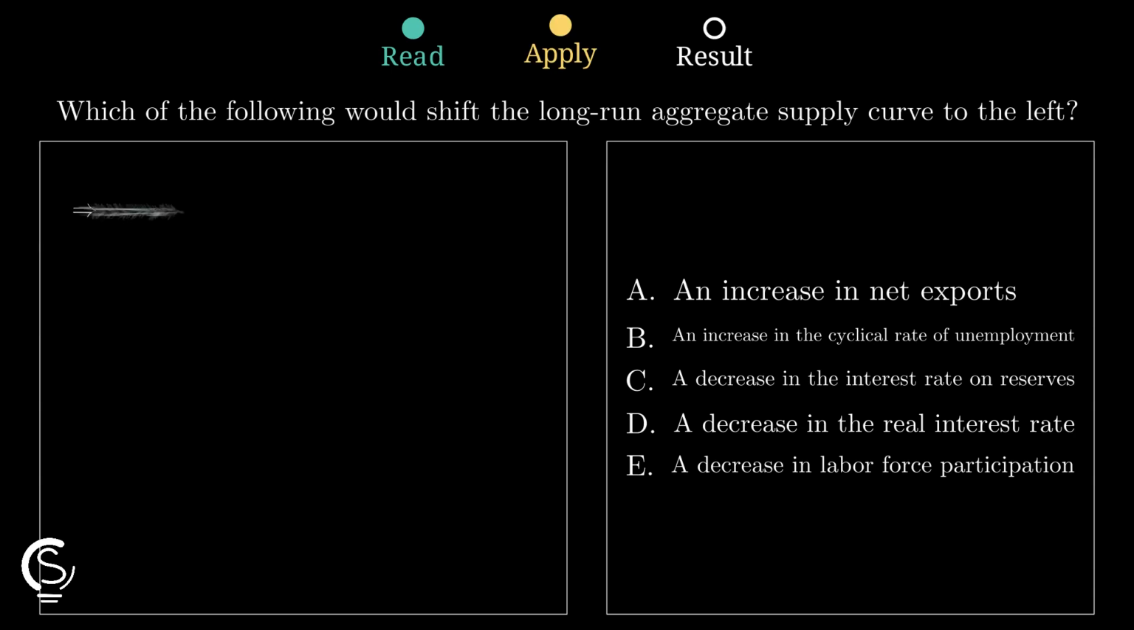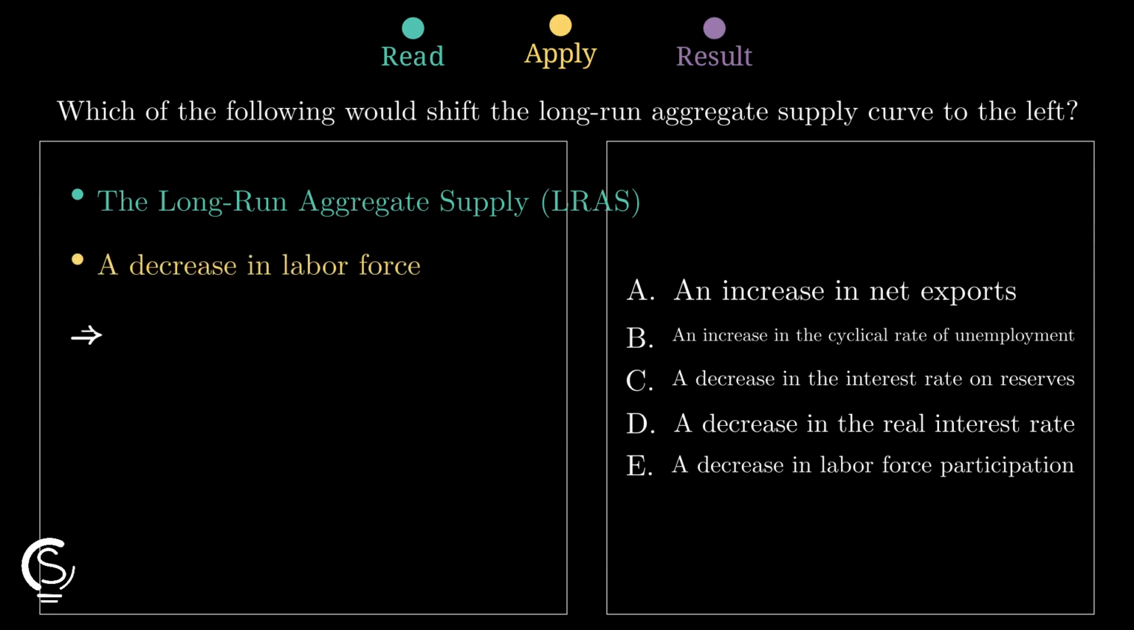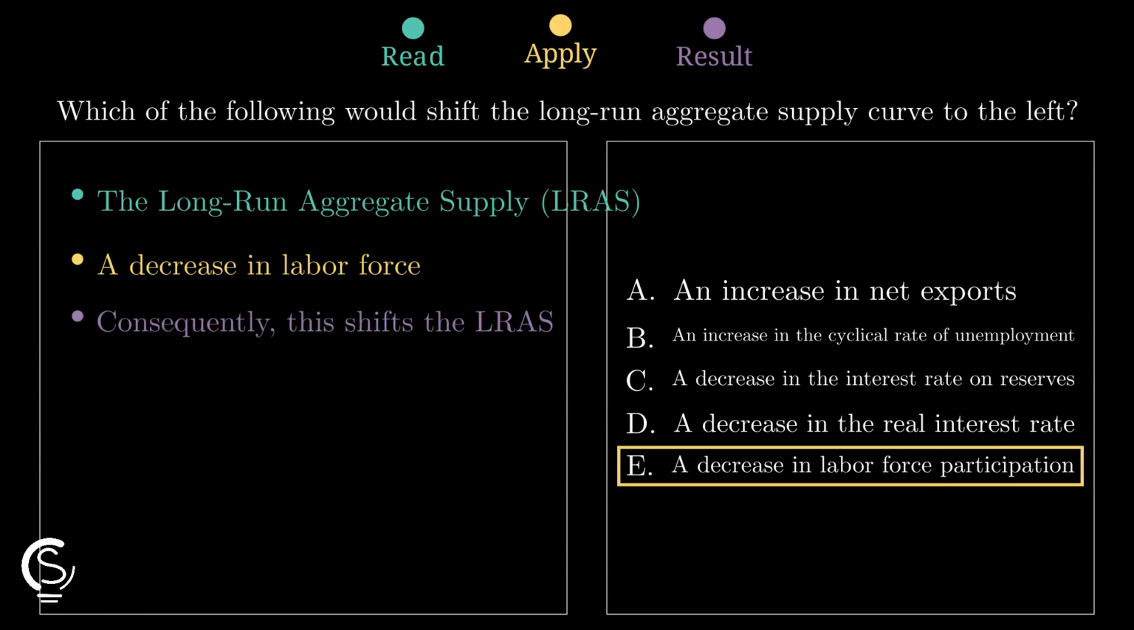Next, look at the options provided. Changes in interest rates or net exports affect demand, but a decrease in labor force participation directly reduces the total amount of available workers. Because we have fewer people working, the economy's total capacity to produce goods drops. This shift to the left makes option E our final winner.